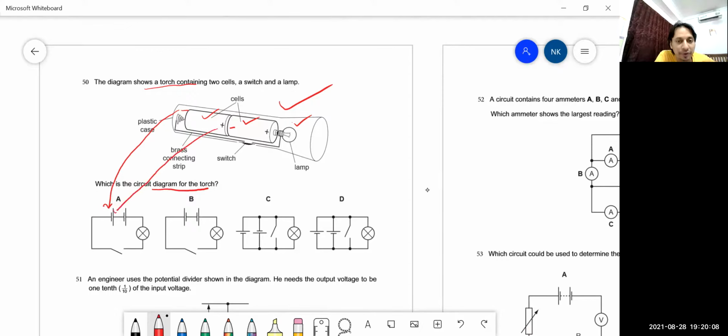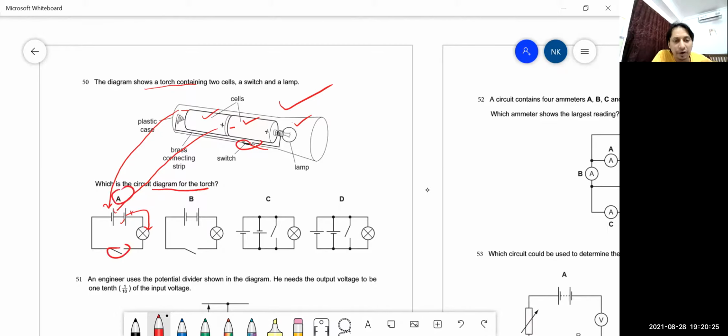This is the positive. Then the negative terminal, then the positive terminal here, and with the positive terminal the bulb is connected. And then finally we have the switch. So it means A is the right answer.